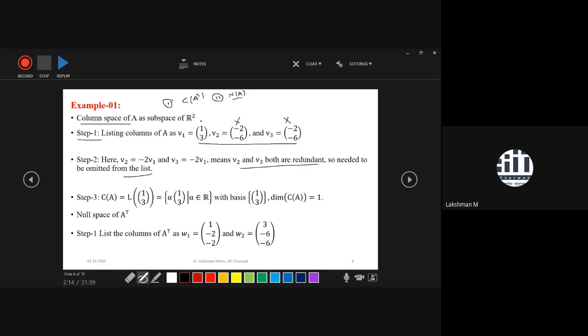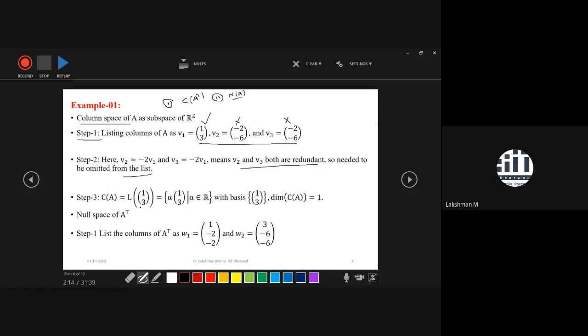Then what is the remaining thing? The remaining vector is just V1, that means the two-dimensional vector (1, 3). This two-dimensional vector (1, 3) will give us the column space of A. So we find all possible linear combinations of (1, 3).